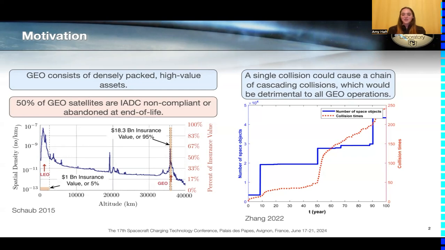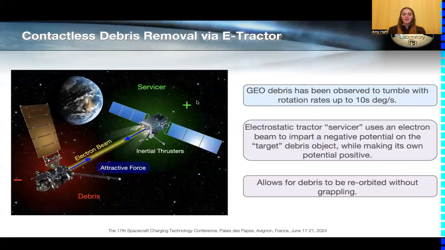The increasing spatial density in GEO has the potential to result in a catastrophic collision with a defunct satellite, which would result in a chain of cascading collisions as the number of space objects increases dramatically. Active debris removal would be helpful to remove the non-compliant or abandoned objects, but debris in GEO tumbles with rotation rates up to tens of degrees per second, making it nearly impossible to grapple with physically.